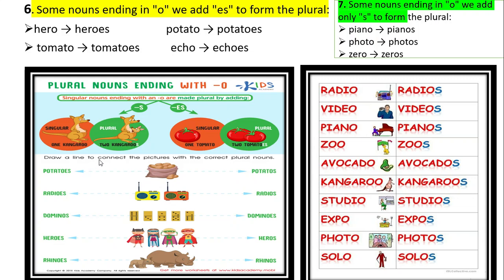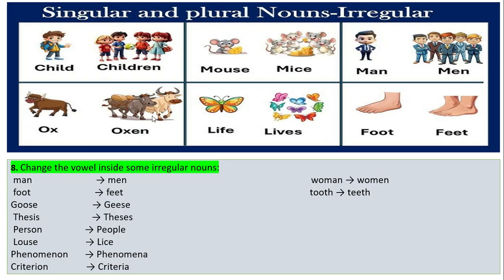Now, here is an exercise for students. Draw a line to connect the picture with the correct plural noun. Which one is the correct plural noun for these pictures? So, draw a line there. That is an exercise for students. Now, there are some irregular plurals. Singular and plural nouns, irregular: child, children, mouse, mice, man, men, ox, oxen, foot, feet.